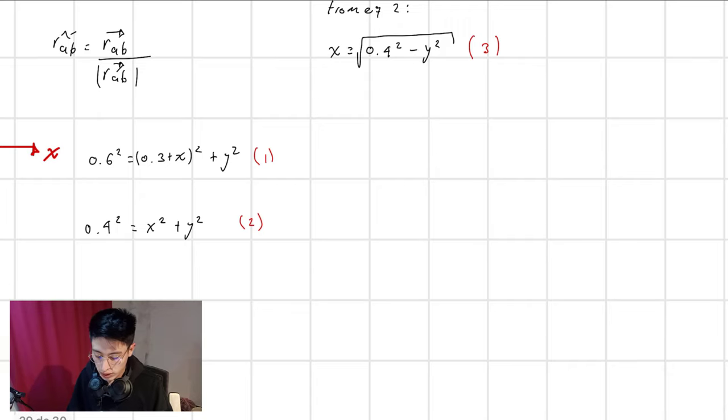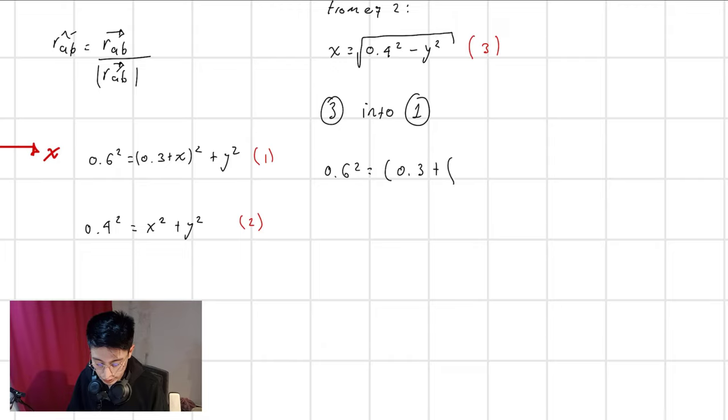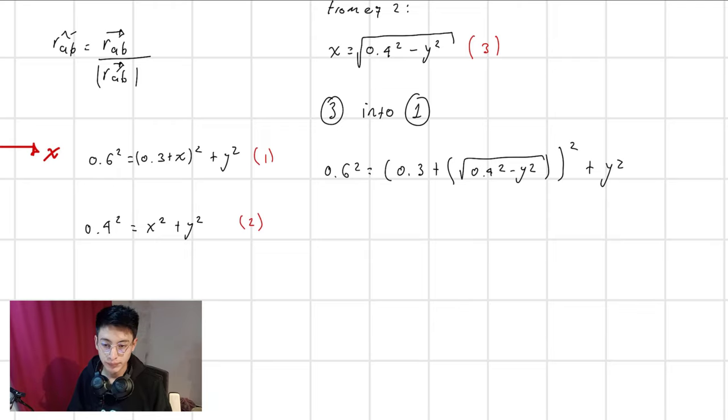Alright? Now, continuing, I have to use the equation that I just solved within one equation that I've not used yet, which is this one. So equation 3 into equation 1. So 0.6 squared is going to be equal to (0.3 plus, open parentheses, the square root of 0.4 squared minus y squared, close again) squared, plus y squared.